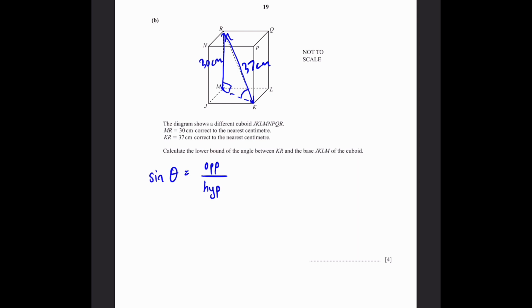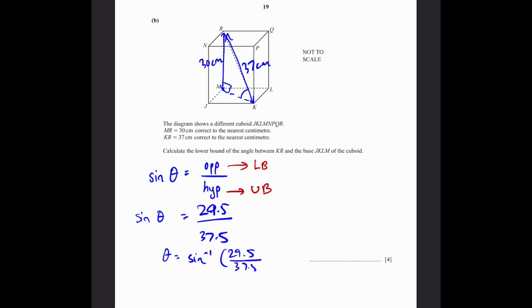But first we need to consider that we are using the lower bound of the angle between KR and the base JKLM. So to find the lower bound, the opposite has to be as low as possible, or the lower bound of the opposite. I'll just write that. We have to use the lower bound of the opposite, and then we have to use the upper bound of the hypotenuse. Because if you divide by a larger number, then you get a smaller number as the answer. Since you already know the opposite and hypotenuse, we can do lower bound of 30, 29.5, divided by upper bound of 37, 37.5. And that's sine theta. So theta will be sine inverse of this value.